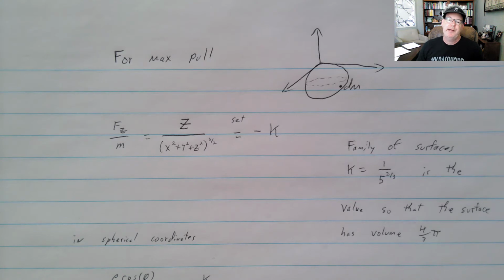So how do we find the best pull? Is that the best possible? It seems nice and symmetric. It's kind of just like an adjusted sphere.